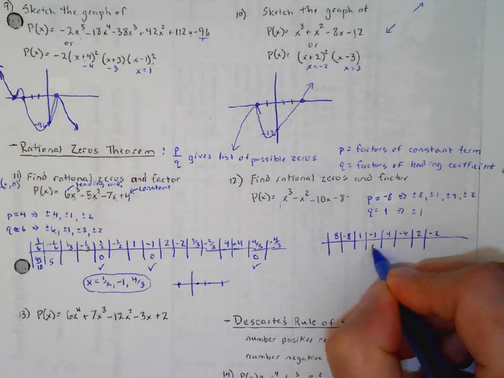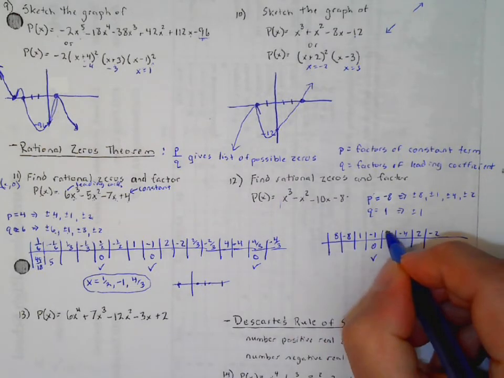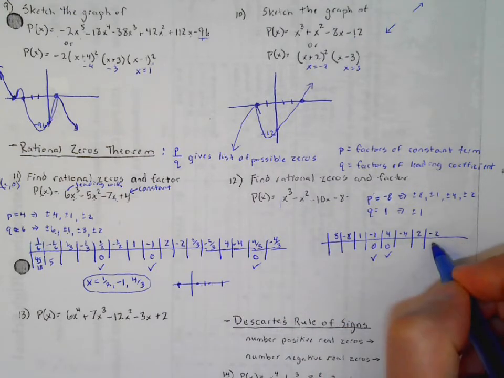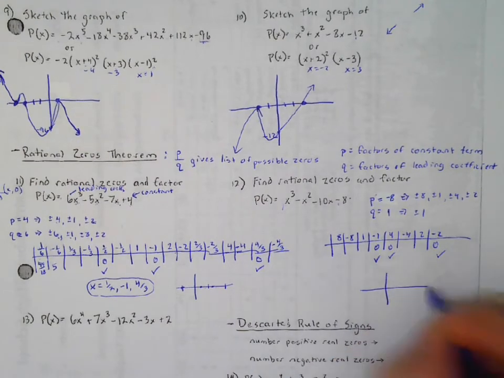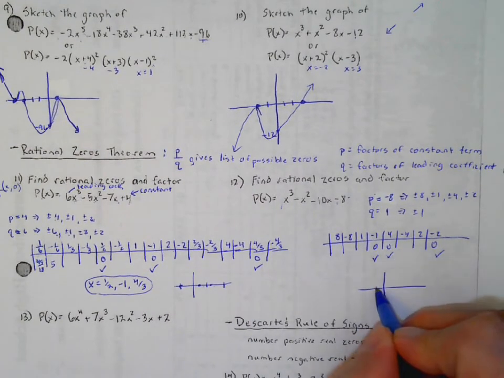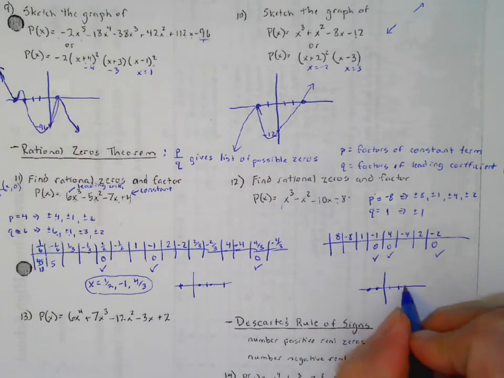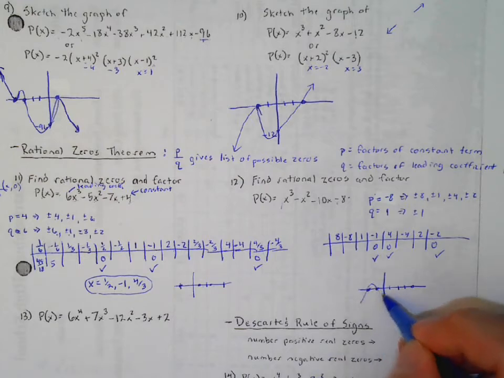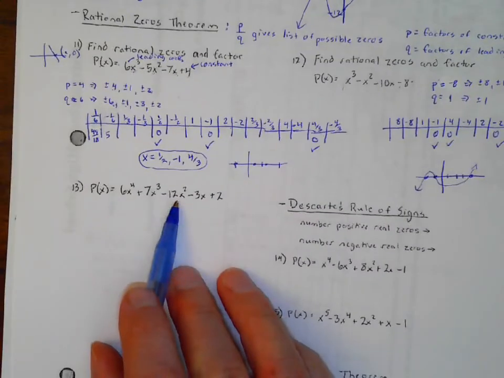And I'll just tell you that when you plug a negative 1 in here, it'll equal 0. If you take 4, plug that in there, it'll equal 0. And if you take negative 2, plug it in there, it'll equal 0. So I know that my graph will go through at negative 1, at negative 2, and at 4. And it's an x to the third, so I know it'll look something like this. Okay, try one more yourselves there.